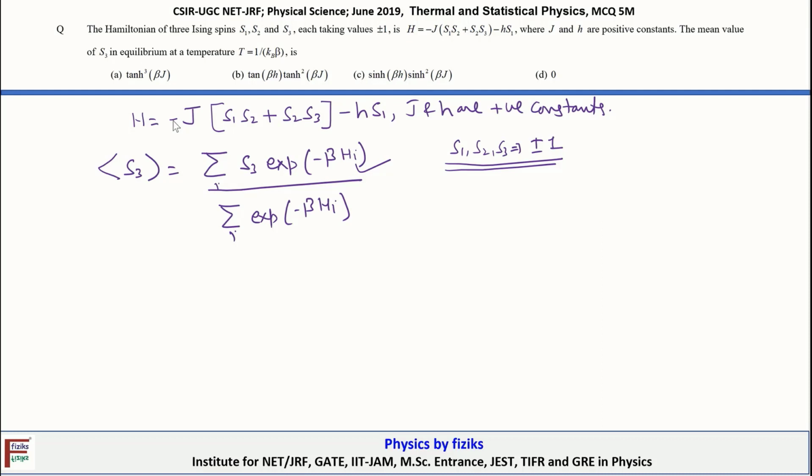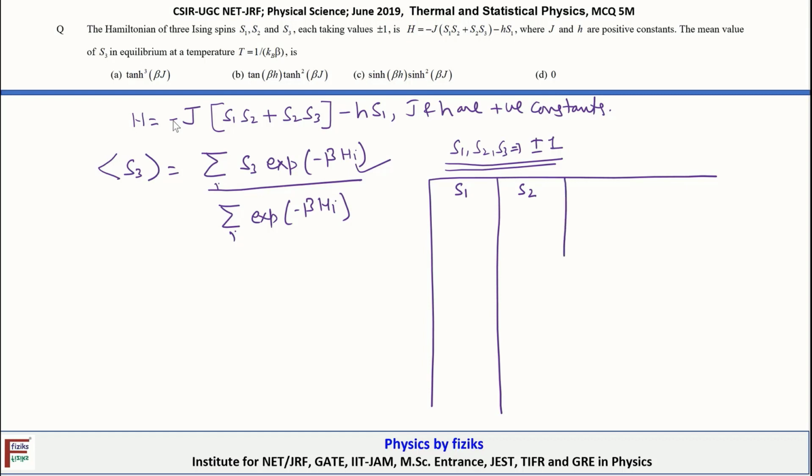For that we will make use of this Hamiltonian. So let's try to figure out those values. Here I'm going to draw a table for that purpose. The first column will contain S1 values, the second one will contain S2, and the third one will contain S3.